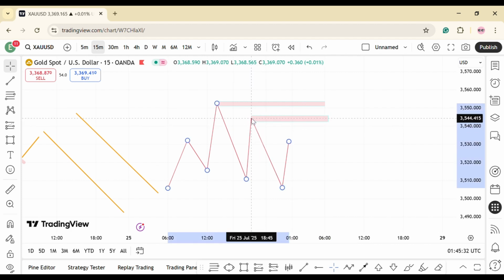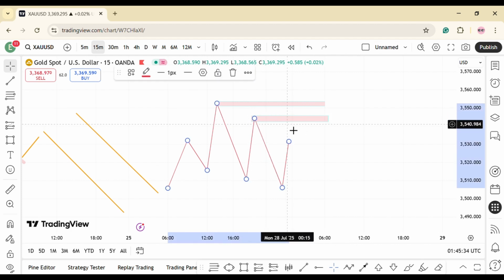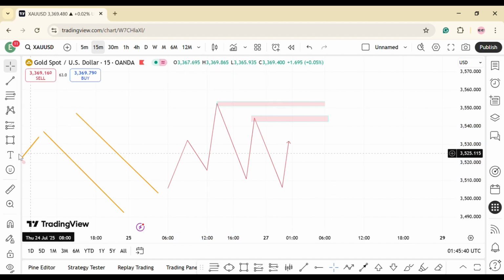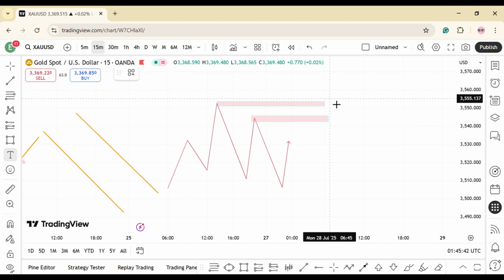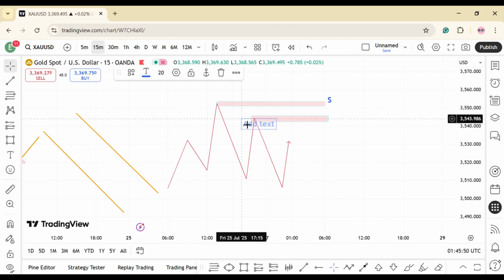You can see that they are close. So we have one supply zone, another supply zone here. Let me label it. S for supply, right? Yes. So we have two supplies. And you can see that they are close.